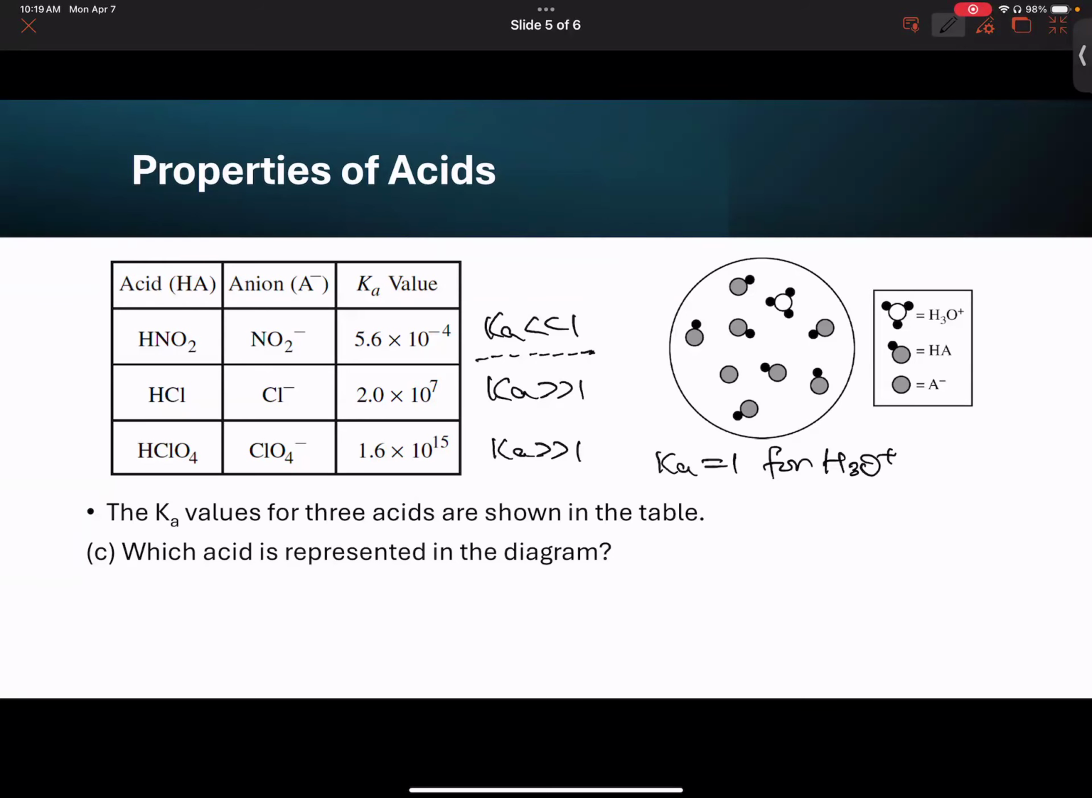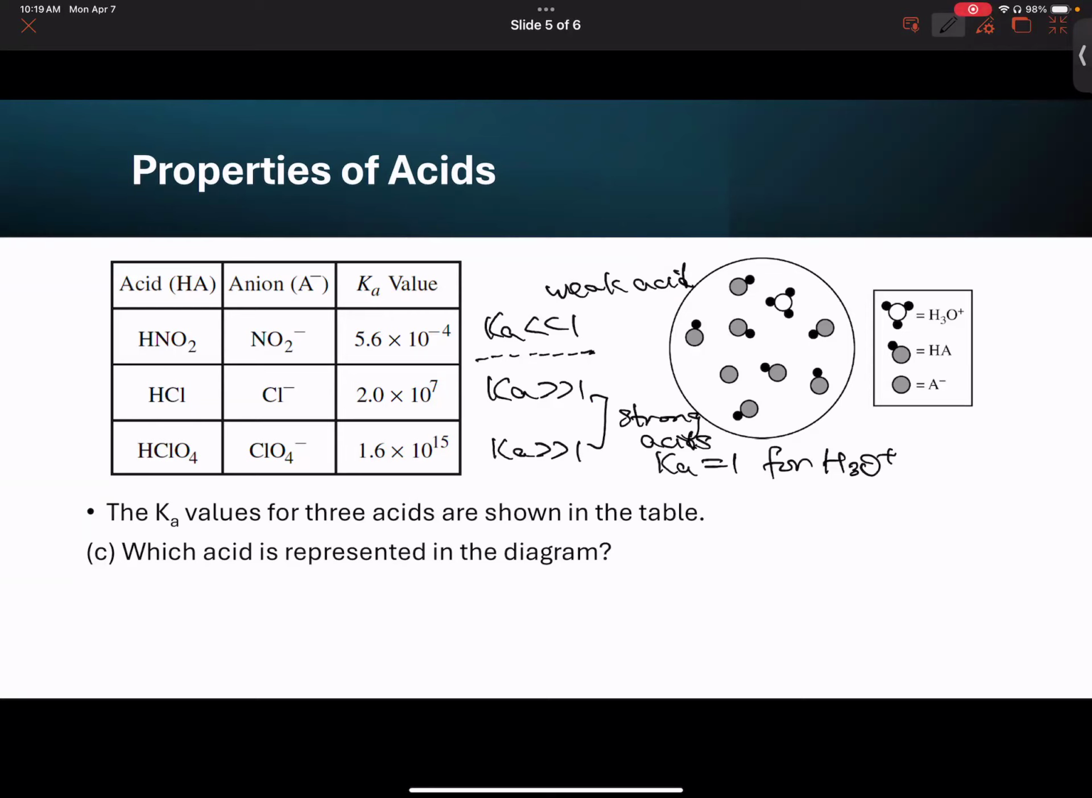And when K value is less than 1, this means it is a weak acid. And when Ka value is bigger than 1, they are strong acids. Strong acids are completely ionized in aqueous solution.